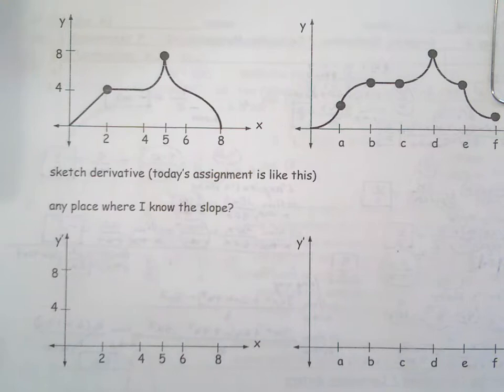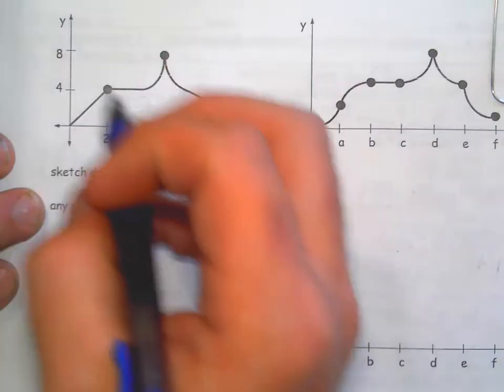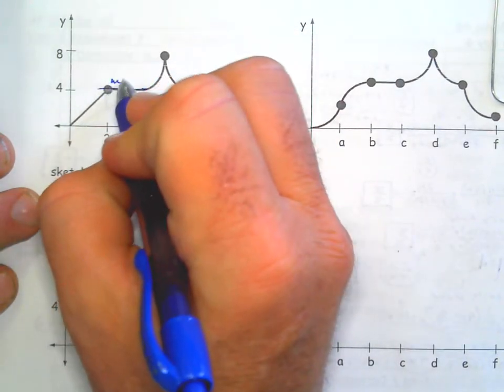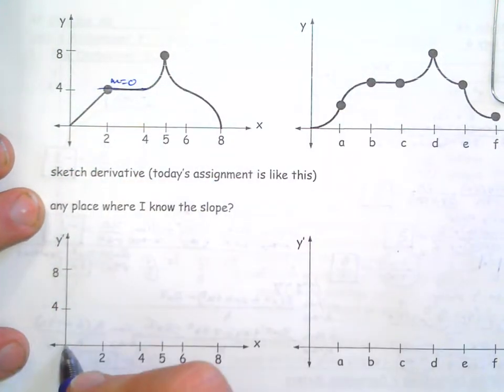And so let's see. I'm going to sketch it. Now, what I would do is I'd look for really easy to distinguish slopes, like 0 slopes. From there to there, it's 0.